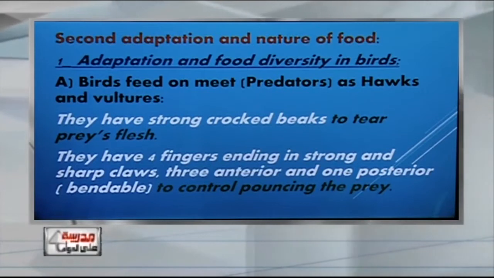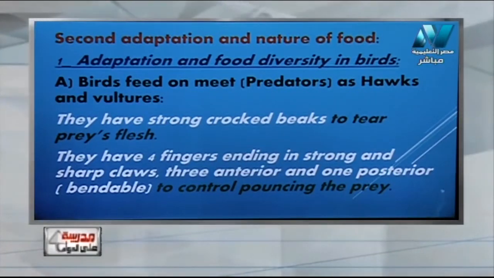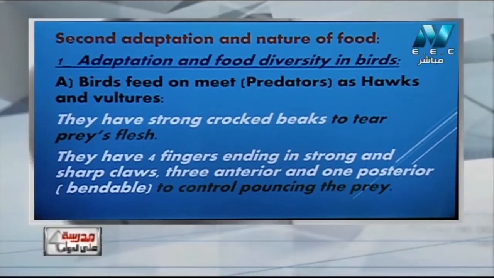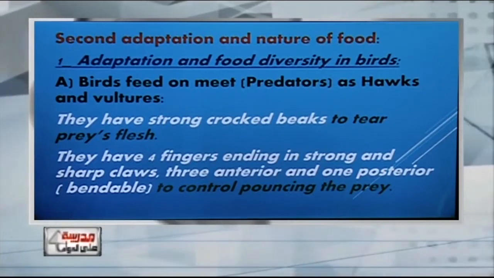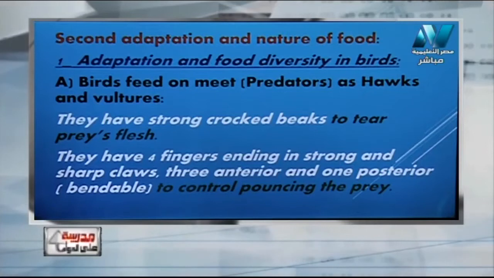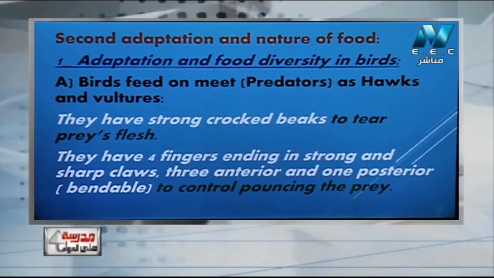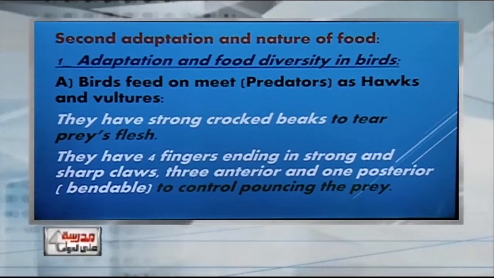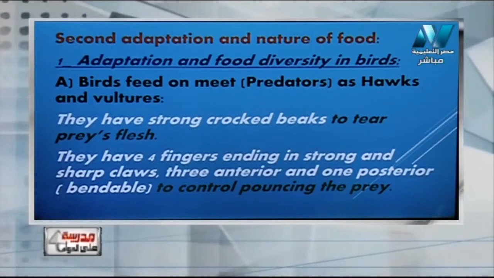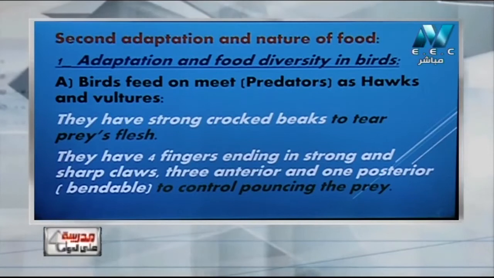And they have 4 fingers ending in strong and sharp claws. 3 anterior and 1 posterior. The posterior one can be bent, so it's called bendable. The posterior finger is bendable, can be bent, okay? To control the prey, to be able to catch the prey.